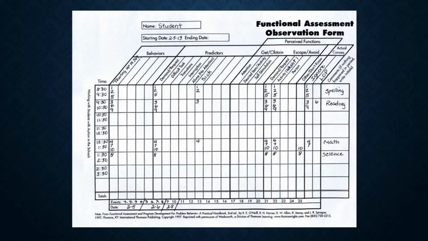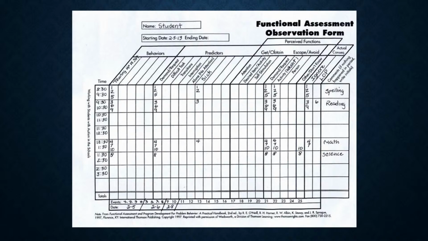During spelling, our student tore up a worksheet twice on February 5th and once on February 6th, as represented by the numbers. All three times the predictor appeared to be a demand request, and it also appeared that we had a setting event on February 5th indicating he was sick. There was no setting event on February 6th.